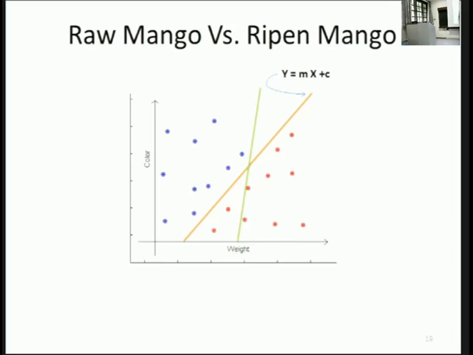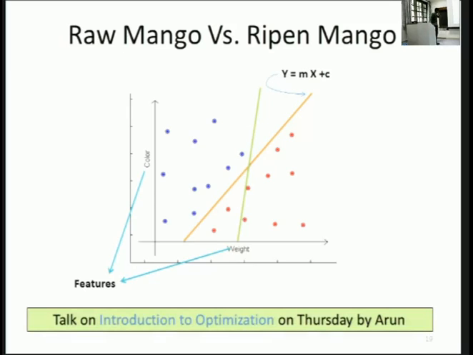How to find this line needs a little mathematical background. You will need to learn optimization and maybe a little bit of probability and statistics. And we call this color and weight features. There's a talk on Introduction to Optimization on Thursday by Arun. Arun, as Jen mentioned, is the person who envisioned the whole summer school. It's an amazing talk. He's an amazing orator. You should attend that. So let's get back to this graph.